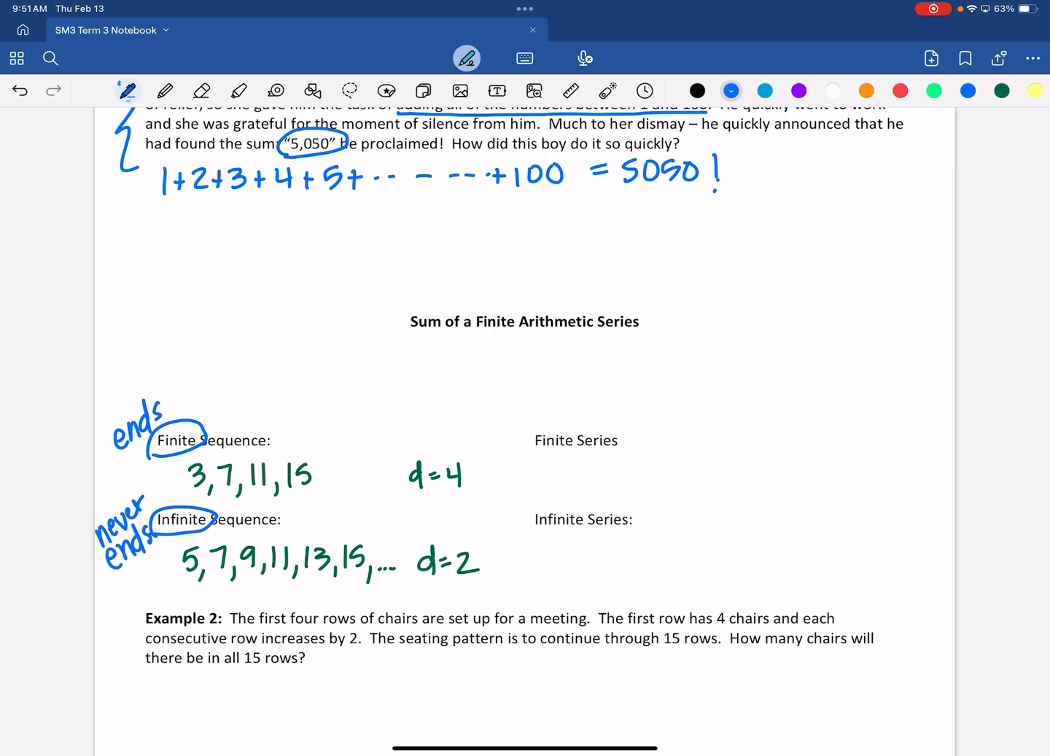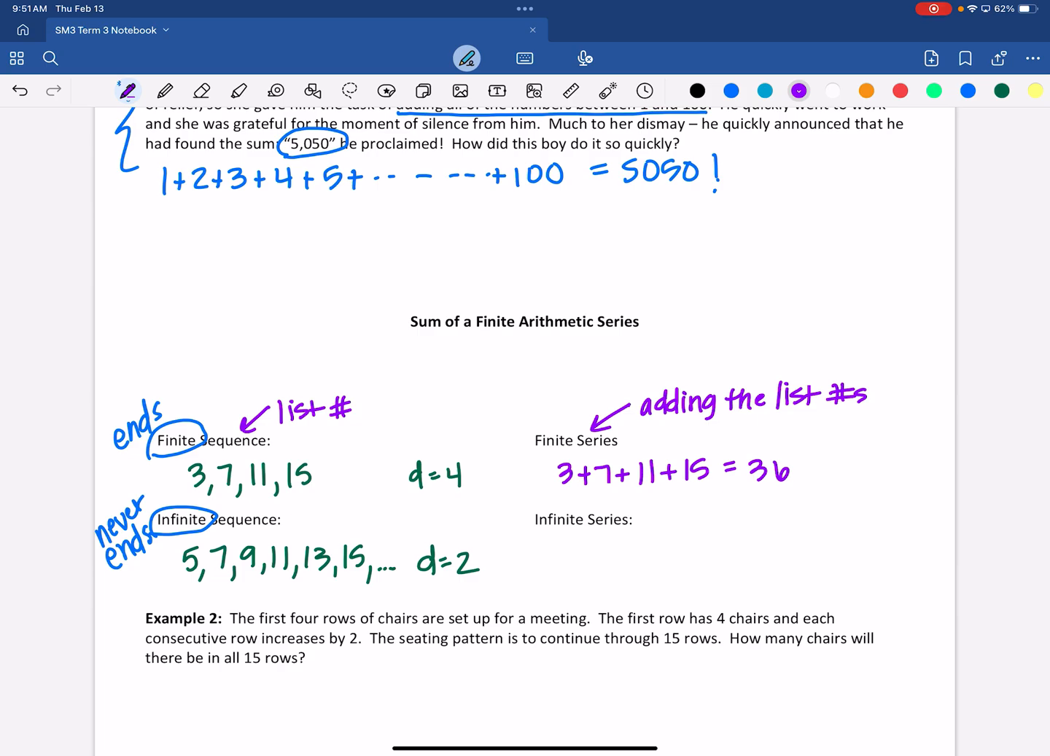It's finite. So now how can we make this a finite series? Remember, a sequence is a list of numbers. What's a series? Adding the list of numbers. So we could do 3 plus 7 plus 11 plus 15. What does that equal? 36. So this is a series where you take the sequence and add them all up.